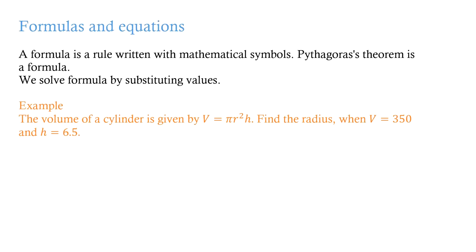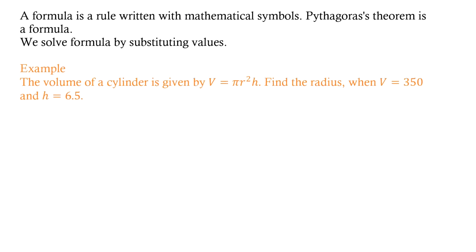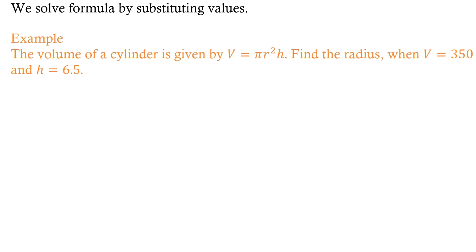How I like to do these types of questions is I like to write the formula to begin with. So V equals pi r squared h. I then want to substitute in any values we have. So 350 equals pi times r squared times 6.5. Now what I want to do is get the unknown, the r, by itself.